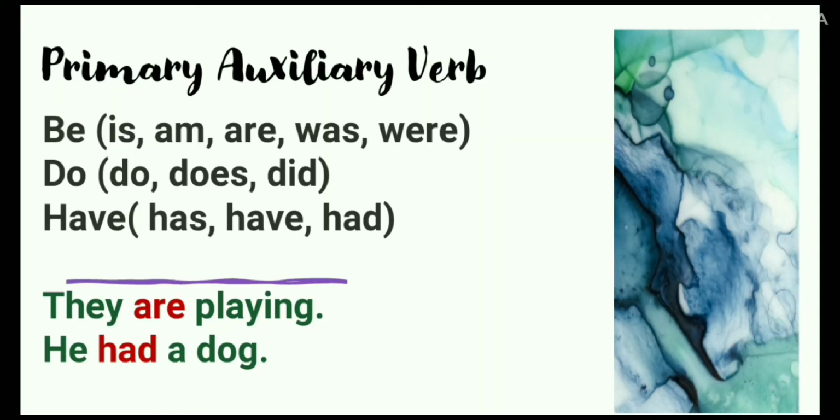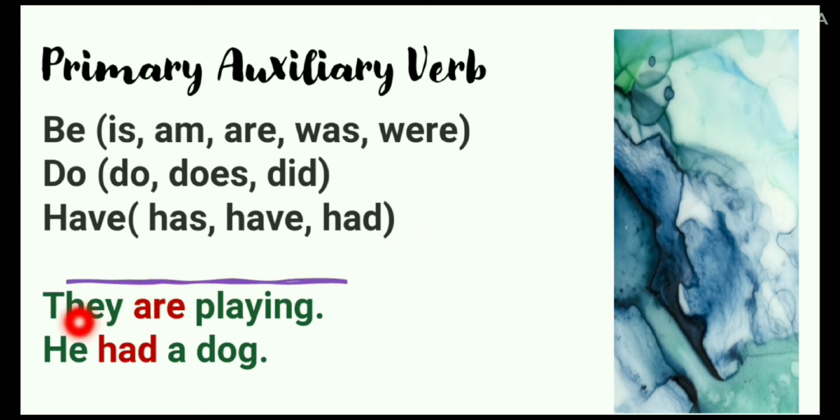Primary auxiliary verbs. All the forms of be like is, am, are, was, and were. All the forms of do like do, does, and did. And all the forms of have like has, have, and had are primary auxiliary verbs.